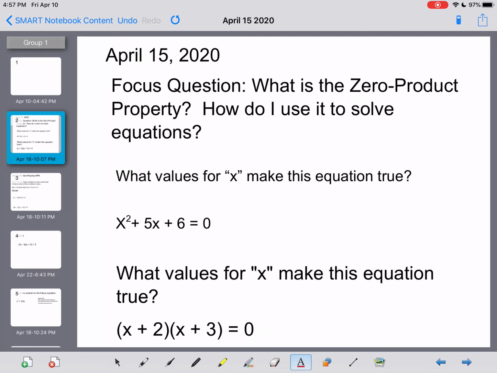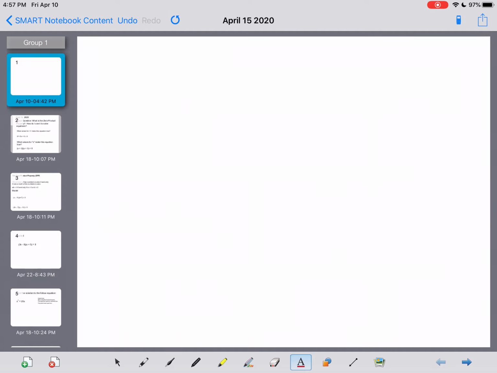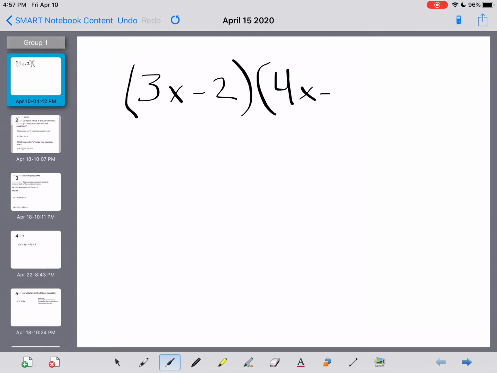So let's talk about yesterday. Yesterday, we were talking about expanding expressions. We've been talking about that. So 3x minus 2 times the quantity of 4x minus 2. Right now, this is in factored form. And if I want to create an equivalent expression in expanded form, I'm going to multiply. I'm going to use the distributive property. Every part in expression A times every part in expression B would give me the expanded form.